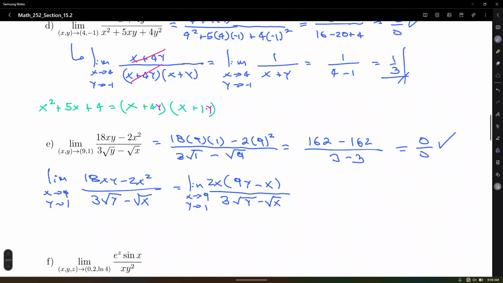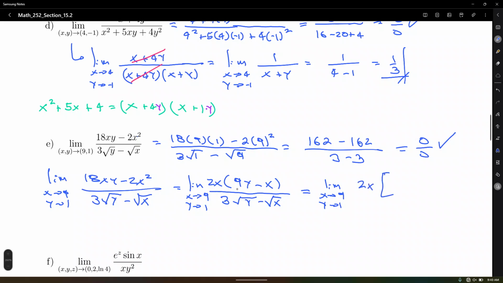This is a difference of squares, all right? You may argue, no, it's not, because y is raised to the first power and x is just raised to the first power, right? But still, let me write it like a difference of squares. Limit as x approaches 9, y approaches 1. Yes, of course, everything can be a difference of squares if you want.